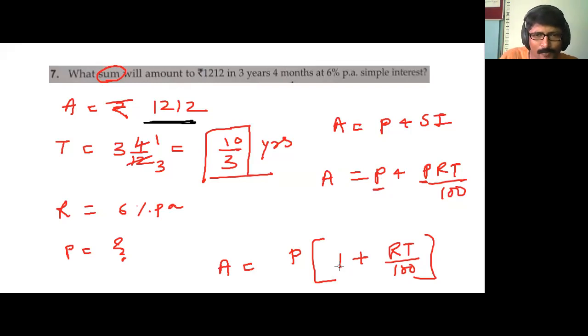So why do we have to write this one over here? That would be a basic doubt. Yes, I know. So let's do it a little in reverse. P into 1, P. P into RT upon 100, P RT upon 100. Did you understand why that one has to be there? Yes, I hope your doubt is clear by now.